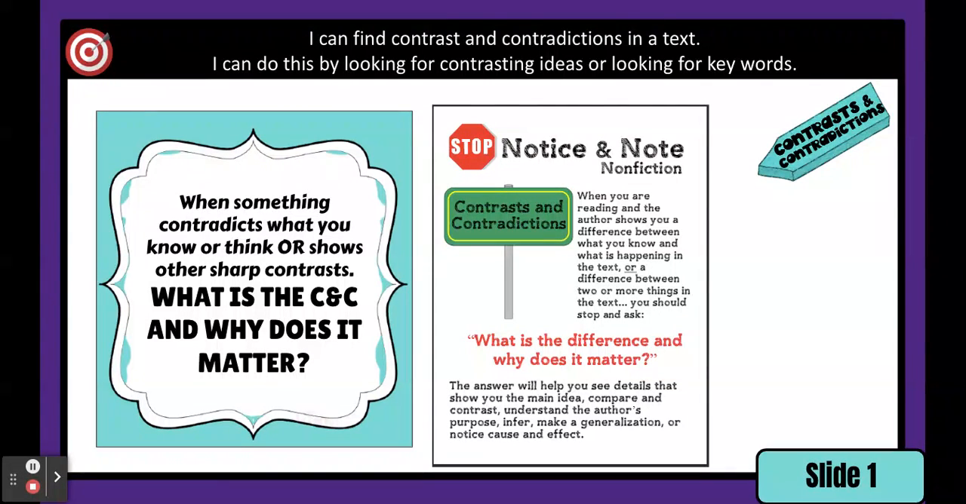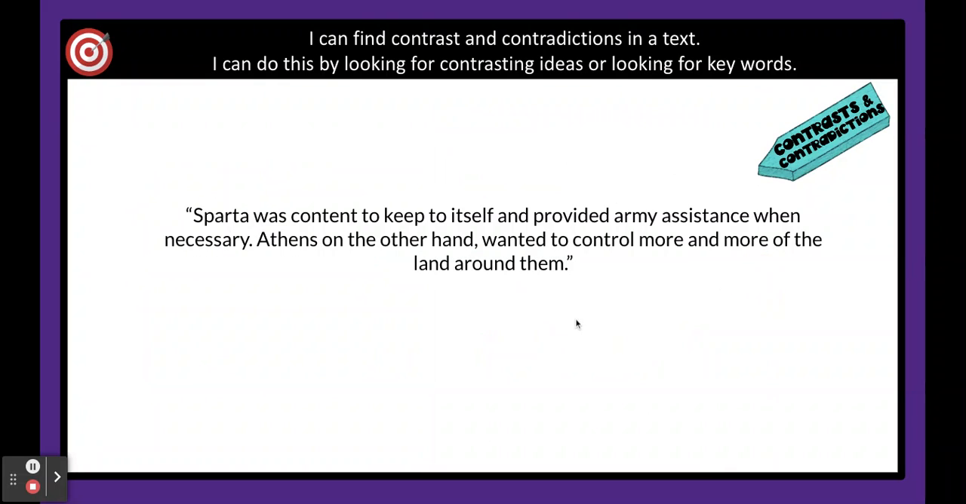So as you're reading, keep the question, what surprised me, in mind. This will help you to see more contrasts and contradictions than if you read without that purpose. So let's look at how contrasts or contradictions can show up in printed text. Sometimes it's very obvious, but sometimes it's not. So think about what's the difference and why does it matter? Okay. And then what surprised you?